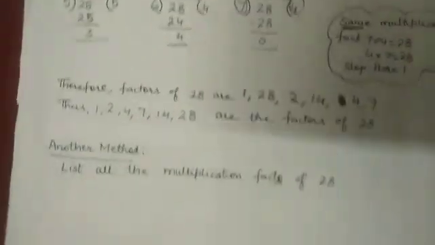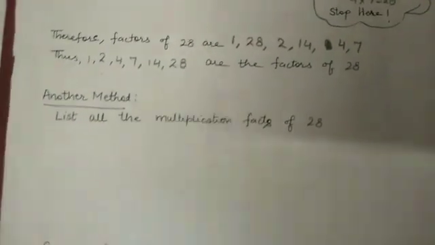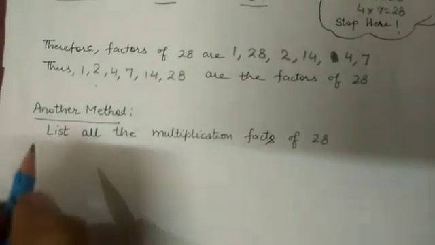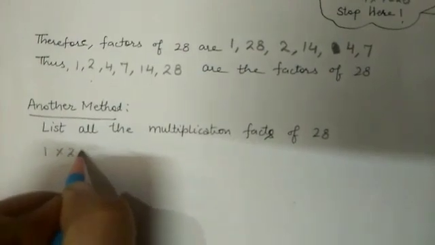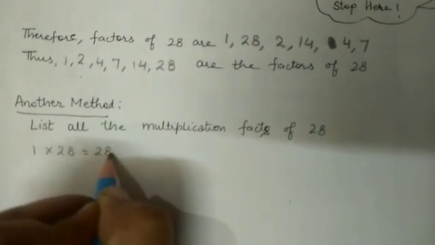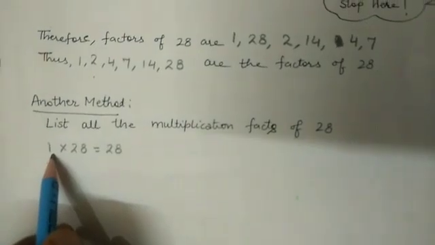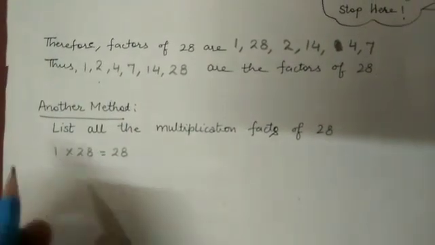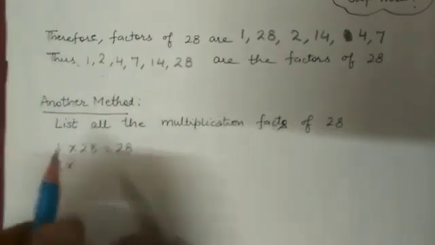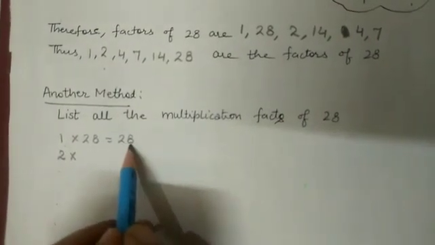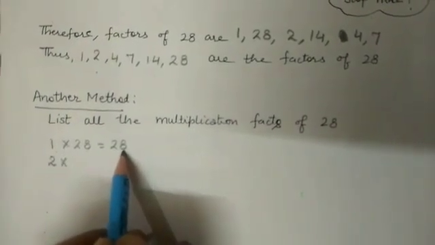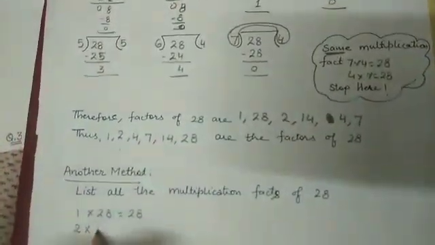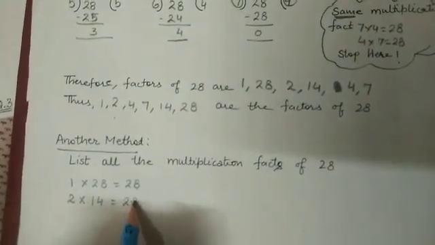Let us solve the same question with another method by listing the multiplication facts of 28. First of all, 1 into 28 equals 28. Every number is divisible by 1, so 1 is a factor of every number. Next, 2. Now we can observe that 28 is an even number. It will be divisible by 2. So 2 multiplied by 14 will become 28.